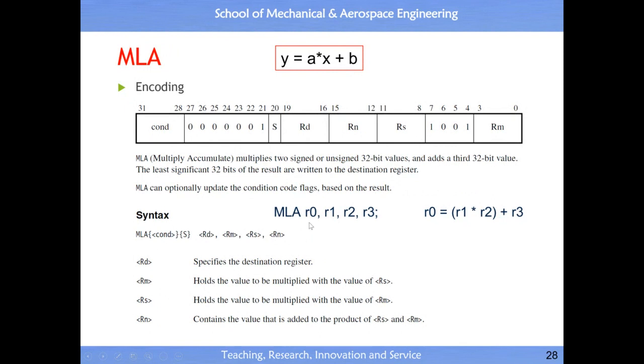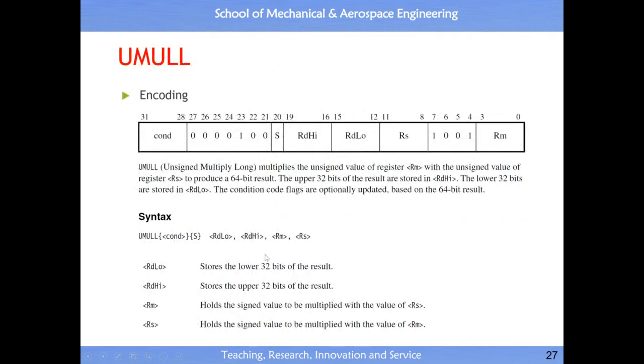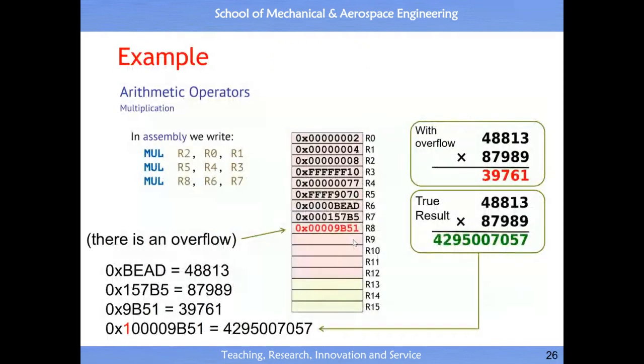Okay, here we do not show you an example. It's quite straightforward. Let's say you have R0, R1, R2, R3, then the value in R2 times the value in R3, then the result will be converted into a 64-bit integer. The lower 32 bits will be stored here, and the upper 32 bits will be stored here. That's it, okay? So it's quite similar to the case here, okay?